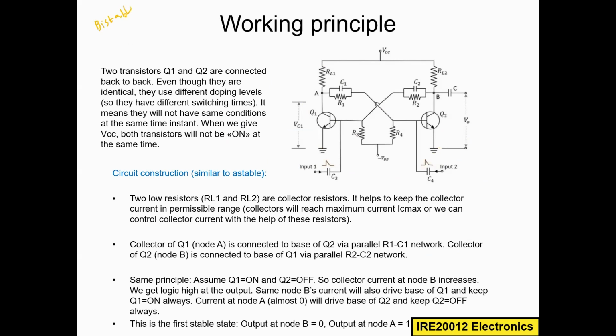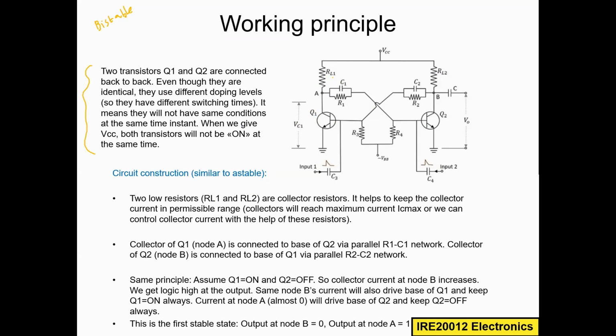As I said, whenever we look at a circuit, we have to look at it from the circuit construction perspective first. Here we connected two transistors back to back, Q1 and Q2. Even though they are identical, they use different doping levels to turn on the transistors at different timing. So when Q1 is on, Q2 is off, depending on the way you connected. This story you already know. Now we will see a little more detail.